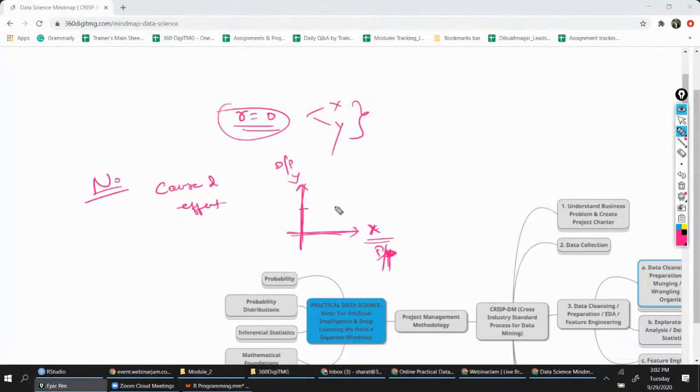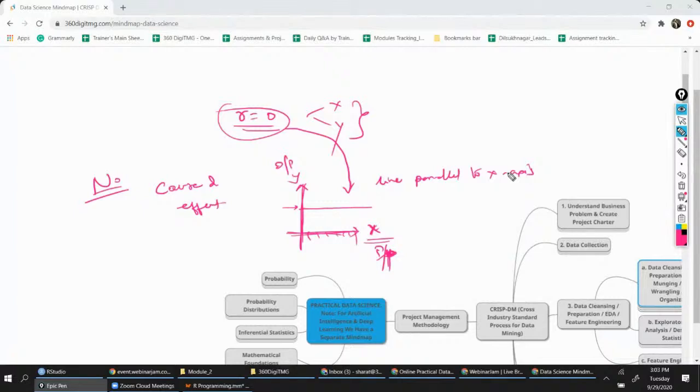Say for example, this is your output. Whatever your changes are for X, Y will remain constant. So if R is equal to 0, then you will see a pattern, the line which is parallel to X-axis.